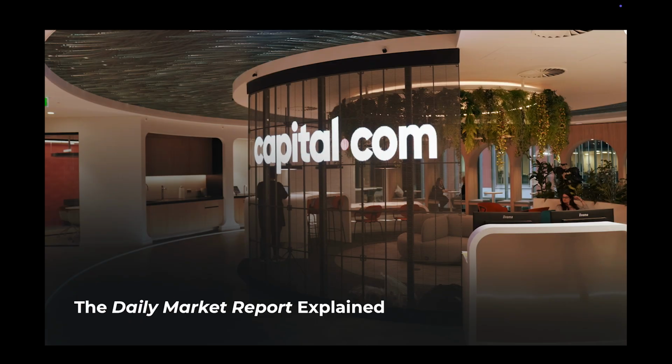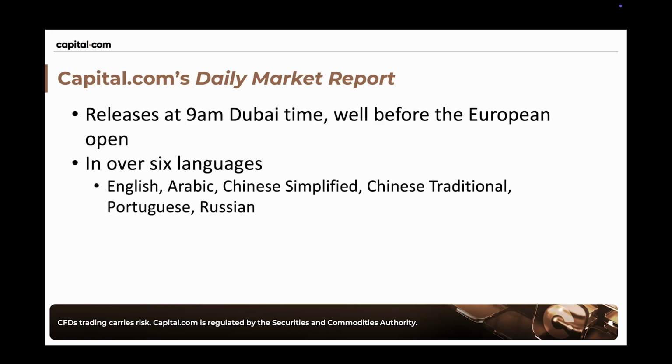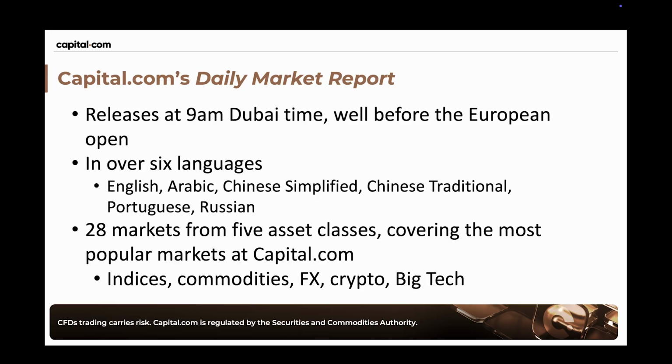A bit of housekeeping we're going to get out of the way. It releases at 9 a.m. Dubai time, well before the European open, so you can go ahead and place your trades for the European session as well as the US. Six languages, with more on the way. 28 markets, you heard that right, from 5 asset classes, covering the most popular markets here at capital.com. Indices, commodities, FX, crypto, big tech, you name it, we've got it.